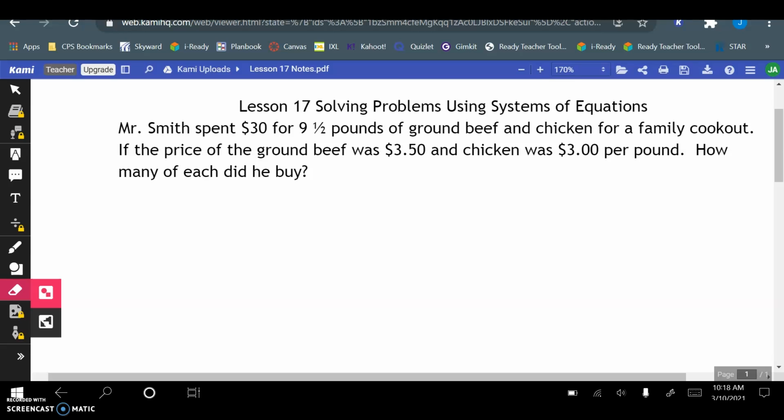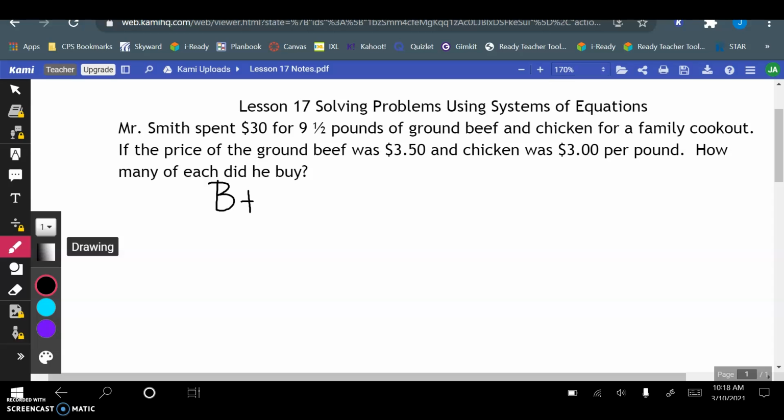Smith spent $30 for 9.5 pounds of ground beef and chicken for a family cookout. So we have two different situations. We have the cost, the amount of money, and then we have the weight. So let's focus on the weight first. There's 9.5 pounds altogether of ground beef and chicken. So I know that the amount of beef plus the amount of chicken is going to be 9.5.